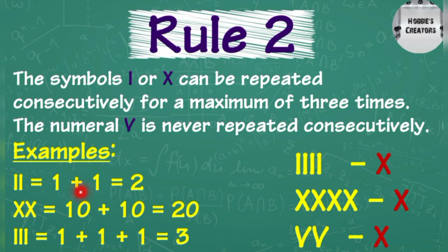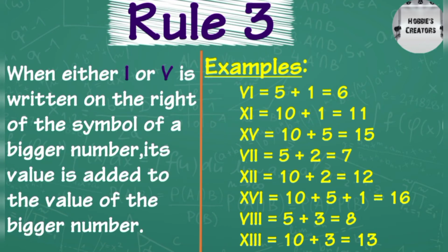So you can see the examples here, 2, 20 and 3. Only these are possible, that is, we can repeat the symbol I or X only 2 or 3 times, not more than 3 times. Okay, so now we can move on to rule 3.